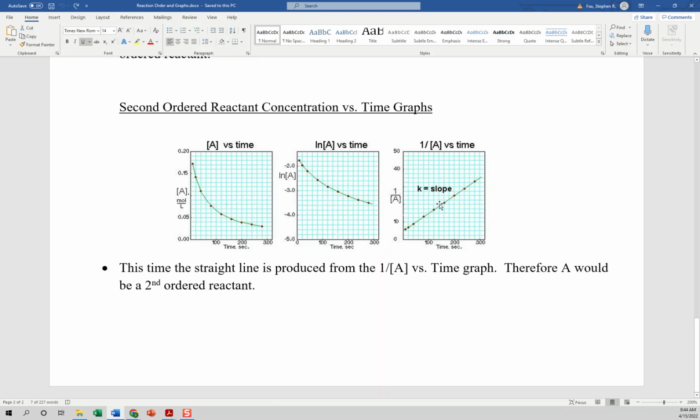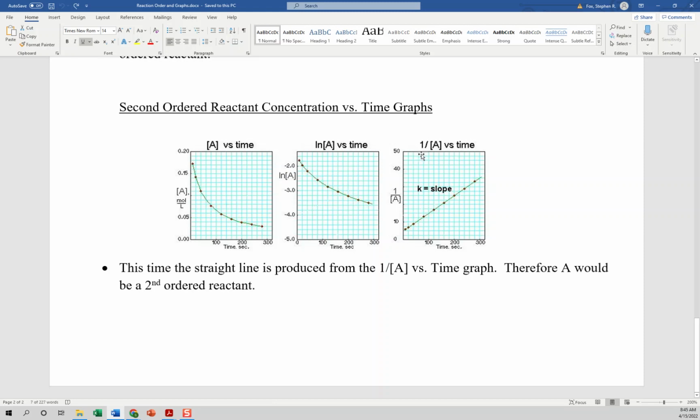Another thing I want you to understand is you don't have to just do this with concentration data. This could be partial pressure versus time, natural log of the partial pressure versus time, 1 over the partial pressure versus time. Whichever one gives me the straight line is going to tell me the reactant order, and the slope of that line is going to give me the rate constant. The other one that you could use is absorbance: absorbance versus time, natural log of absorbance versus time, 1 over absorbance versus time.